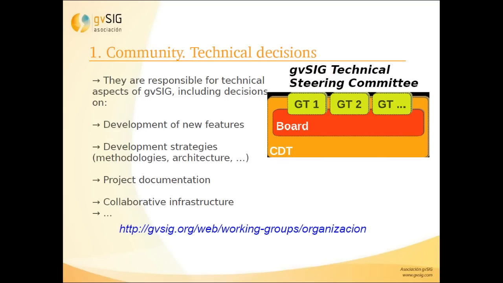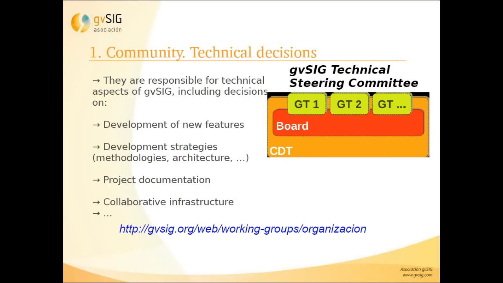Then I'm going to talk about the collaborative infrastructure because it's the place where the community does its work. Here I put the link to the general information about this group. This group is formed by a lot of experts, not only developers but also GIS experts and geomatics experts. They have a small group called the board that has regular meetings. On the link you have all the information about the meetings and about the group itself.